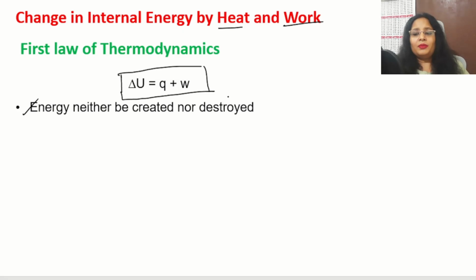Fine. It means energy can neither be created nor destroyed. It won't be less or more. The total sum will be equal to the internal energy. Now this is also called the first law of thermodynamics. This delta U is equal to Q plus W is called the first law of thermodynamics, which states that the total energy of the system is equal to the heat and the work done.